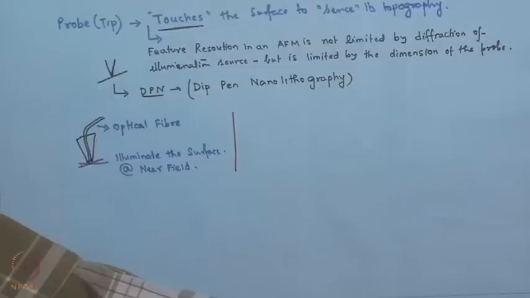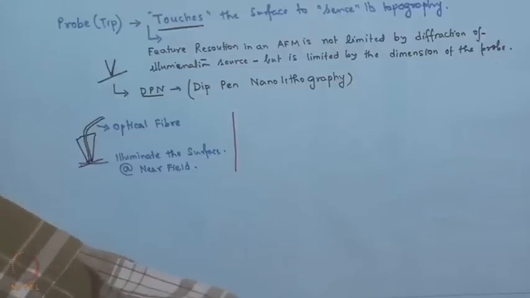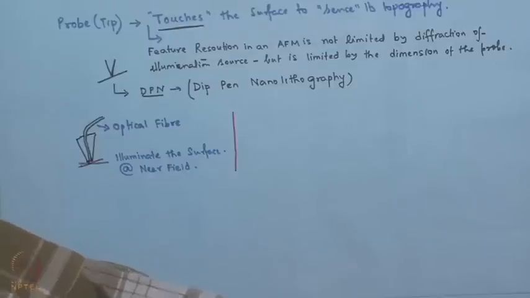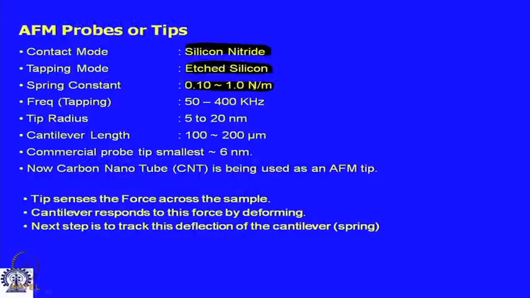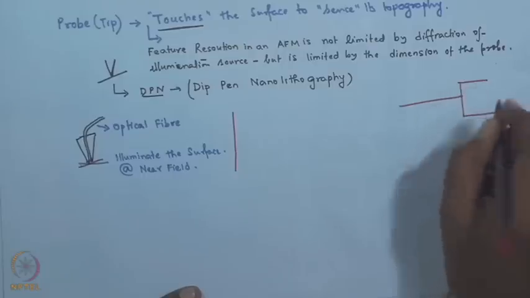So, probes or tips, typical material of construction. For contact mode, it's silicon nitride. For tapping mode, probes are mostly made of etched silicon. The spring constant is typically within this range. Spring constant, essentially the cantilever here behaves as a spring.